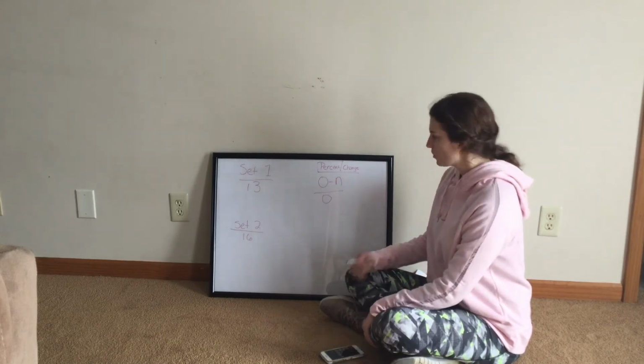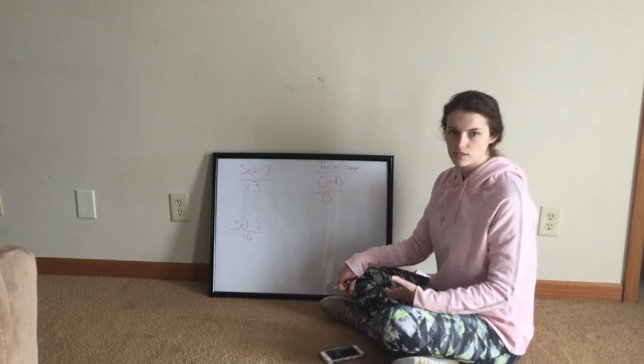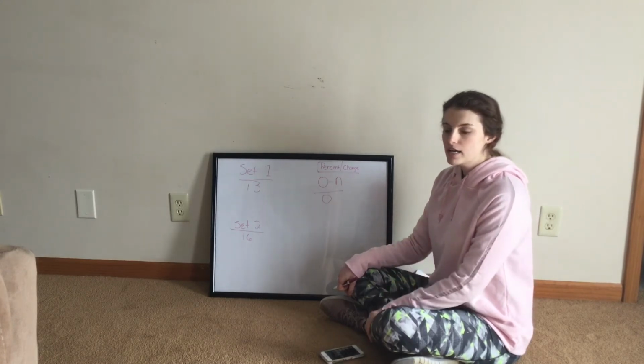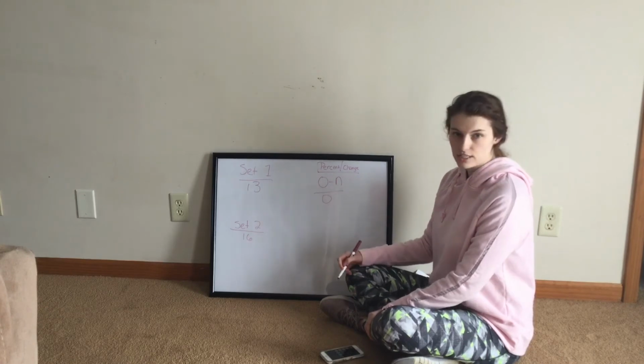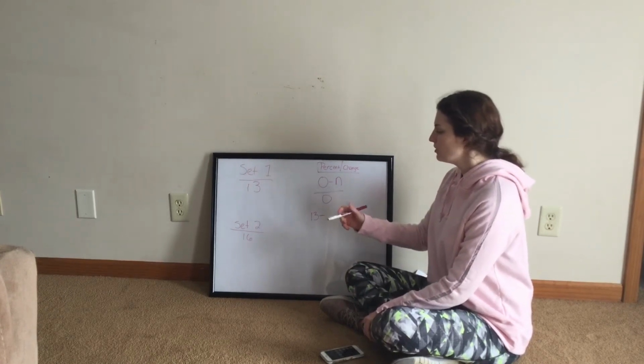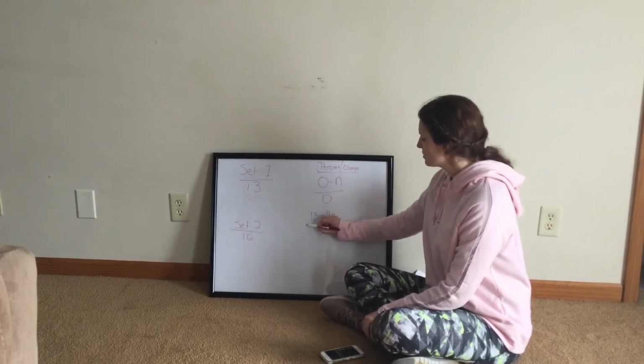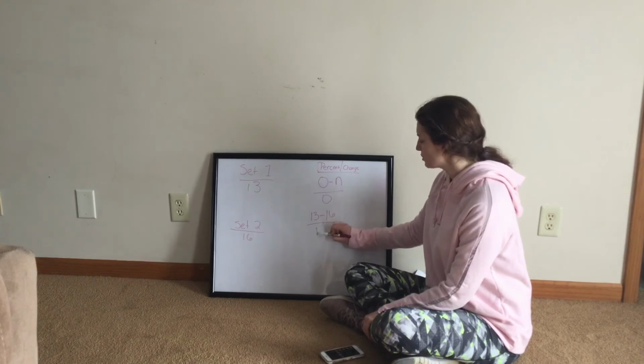So when you do problems like this, the original is going to be the starting set that you did, the very first round. In this case, my original is 13. So I'm going to do 13 minus my new set, which was 16, my second set, divided by the original number, which was 13.